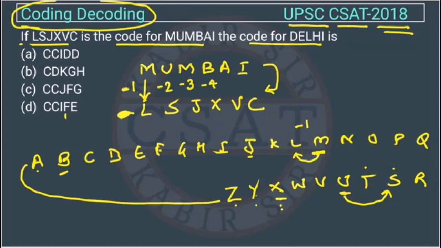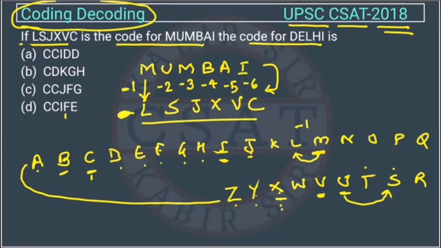Now A is being converted into V. This is first, second, third, fourth, fifth, so backward 5 steps. Now similarly, I is here, and I is converted into C. At what position? First, second, third, fourth, fifth, sixth position backward, so -6. So this is the logic they have used to convert Mumbai into this code.